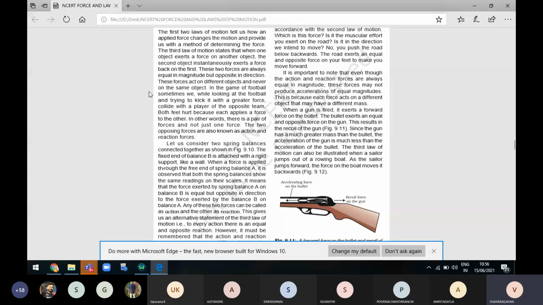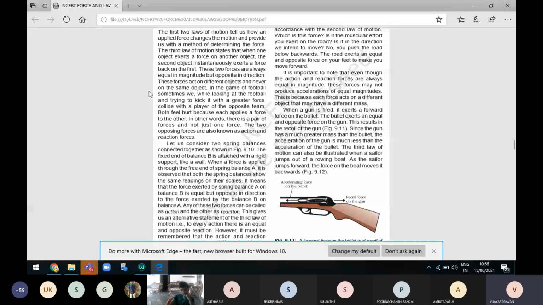Okay. So the third law of motion can also be illustrated when a sailor jumps from a rowing boat. As the sailor jumps forward, the force on the boat moves it backwards. You know what a boat is? Suppose a boat is standing on the shore. You are jumping out to the shore.